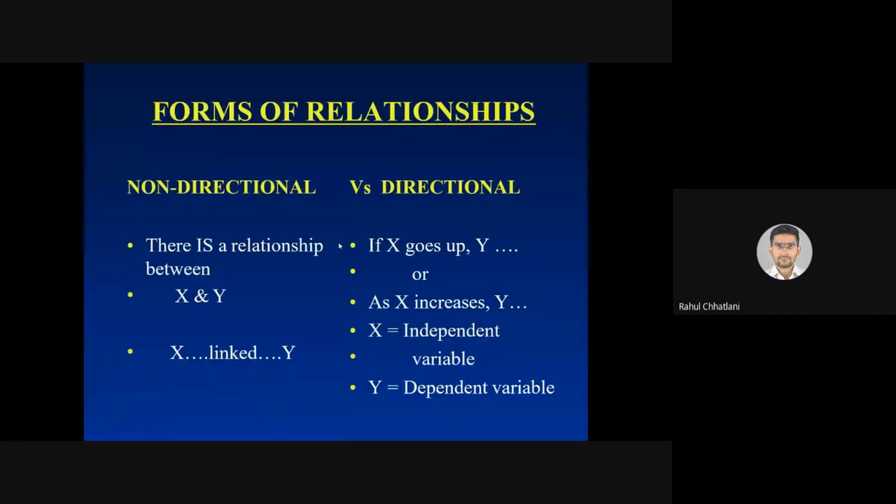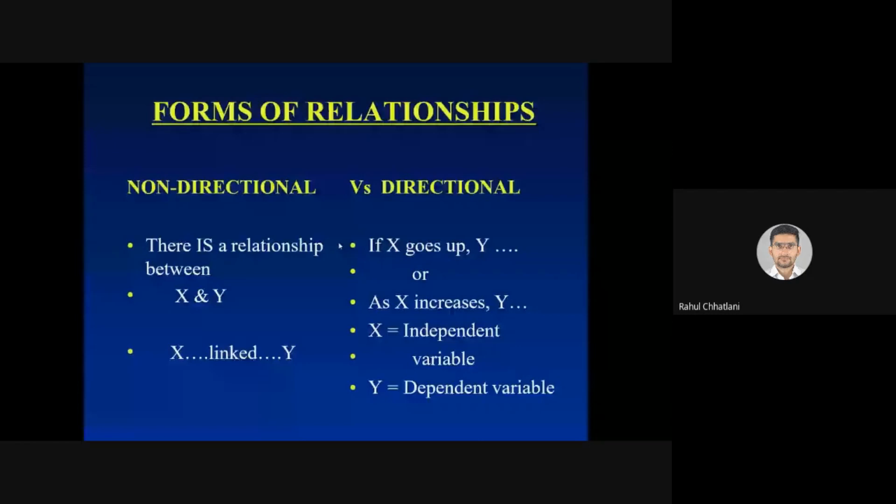Non-directional means we only know that x is linked with y. Directional means when x increases, y will either increase or decrease. So you can say it is completely relational, correlational. X is the independent variable, y is the dependent variable. This is important. Oftentimes in physiotherapy specifically, we try to study the effect of X therapy on Y outcome measure. So that is non-directional.